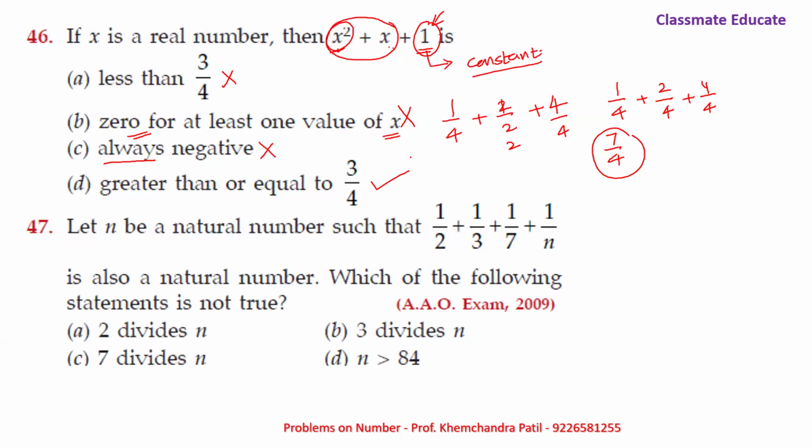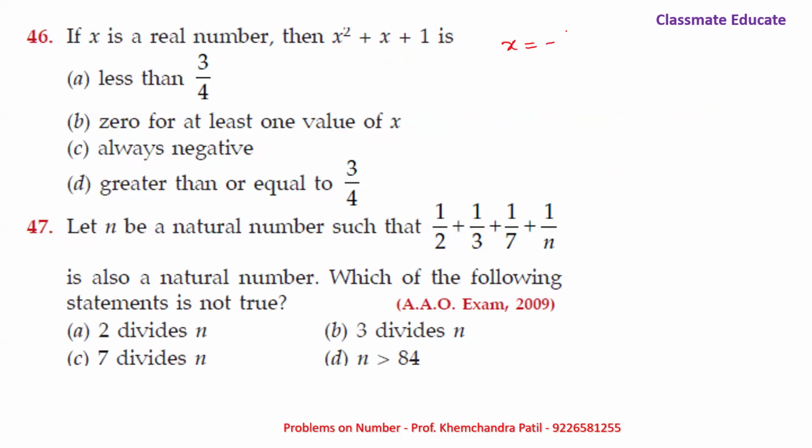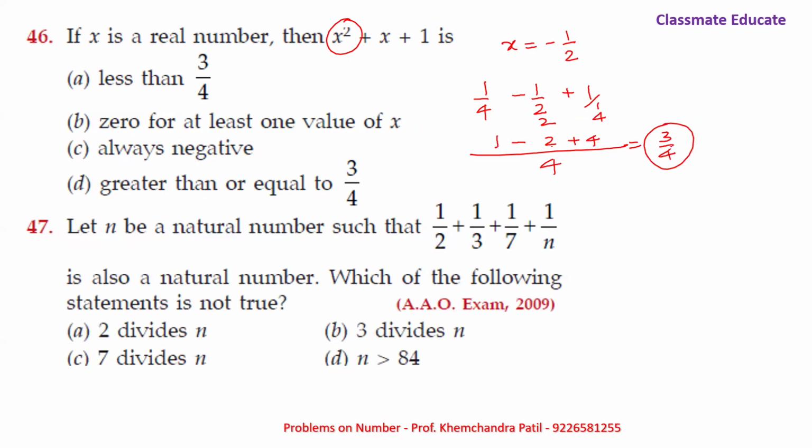If I am taking a real number, if I am taking the value of x as minus 1 by 2, then what will be the x square? That is plus 1 by 4 minus 1 by 2, and this is 1. So if I add everything, we take the denominator of all as 4. Multiply this by 2, multiply this denominator by 4. So this is 1 minus 2 plus 4. So what is this? 1 minus 2 is minus 1, so this is 3 by 4. So it can be equal to 3 by 4, it can be greater than 3 by 4, but nothing else is possible. So all these options are wrong.